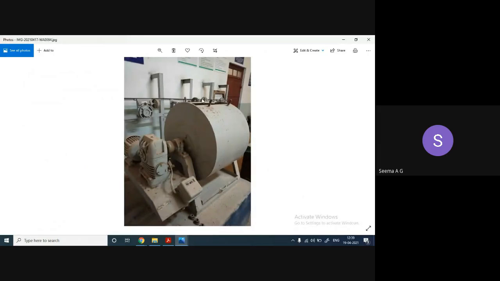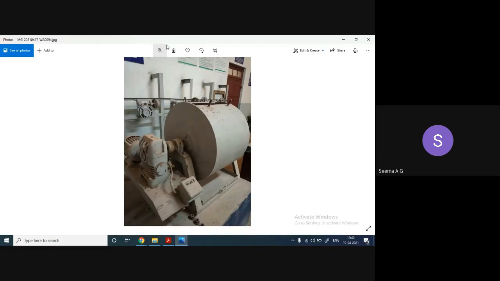A specific number of steel balls and the aggregates are placed in the drum of the Los Angeles abrasion testing machine, and the drum is rotated at a specific speed to complete the specific number of revolutions. And after completing the revolutions, the material is taken out and sieved through a standard sieve.